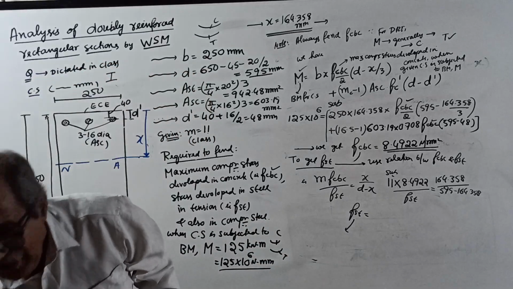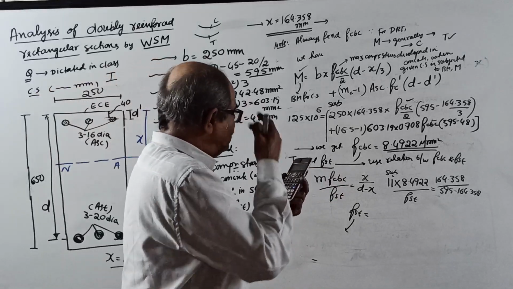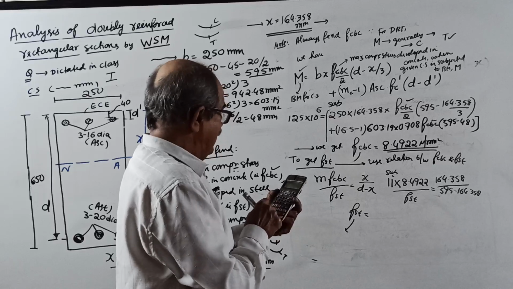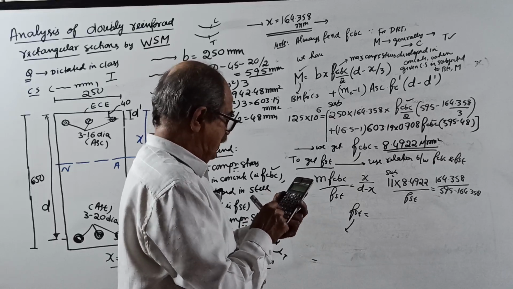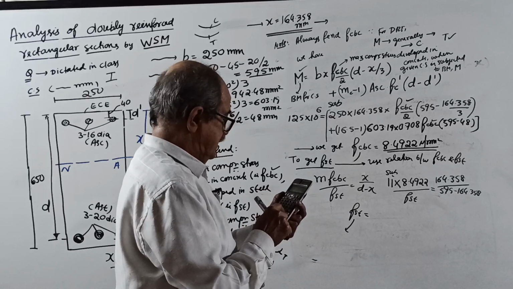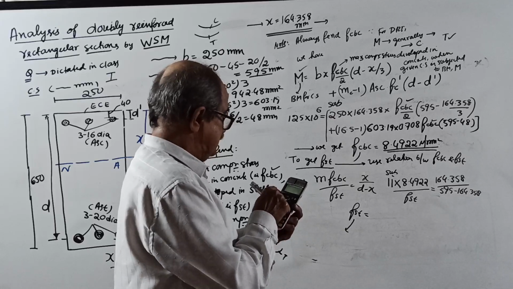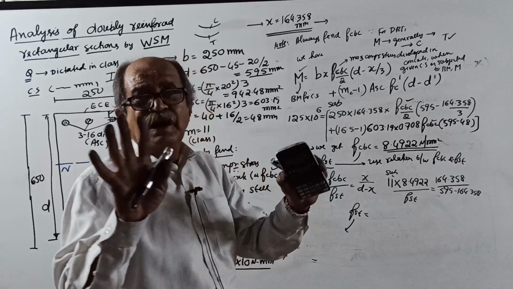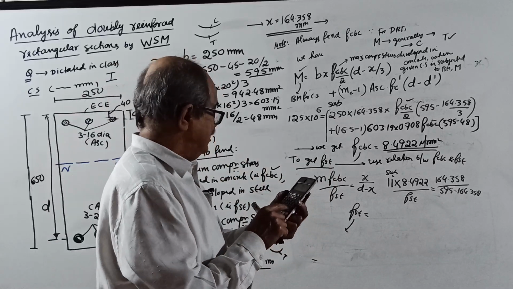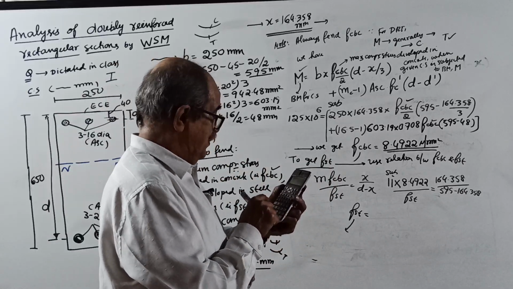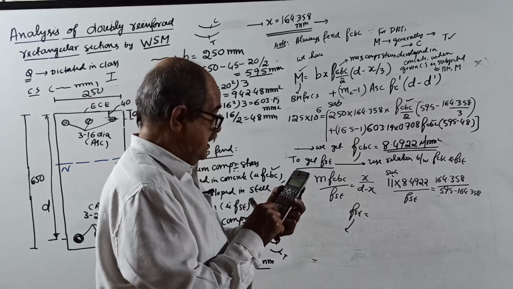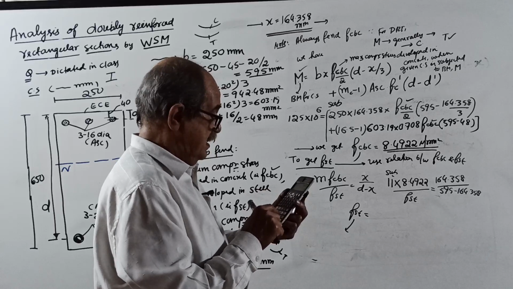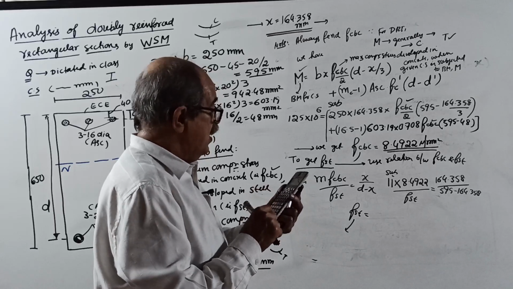Usually I think the answer is ready. Today the answer is not ready. 8.4922 into 11 into 595 minus X divided by X. Something, I got 54,000. Something is wrong. I got a common sense check. 11 into 8.4922 into 595 minus 164.358 divided by 164.358.